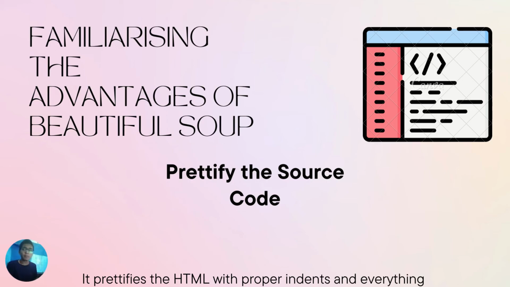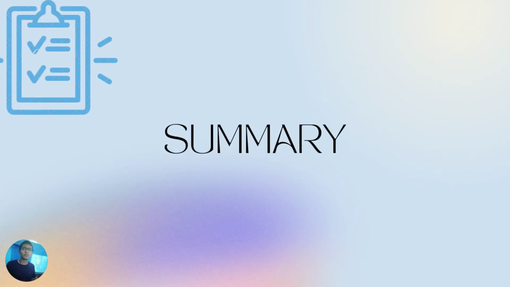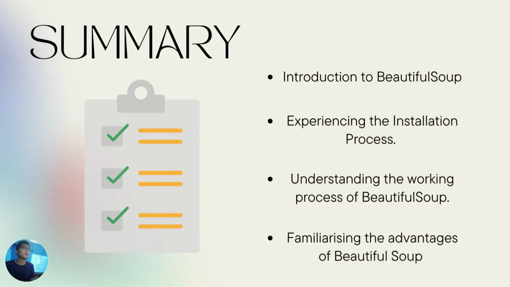So let's summarize our presentation now so that we don't get lost on what we have been working on this whole time. So let's move on to the summary. What have we done? First, we introduced ourselves to Beautiful Soup. Next, we experienced the installation process. Third, we understood the working process of Beautiful Soup. And fourth, we familiarized ourselves with the advantages of Beautiful Soup.